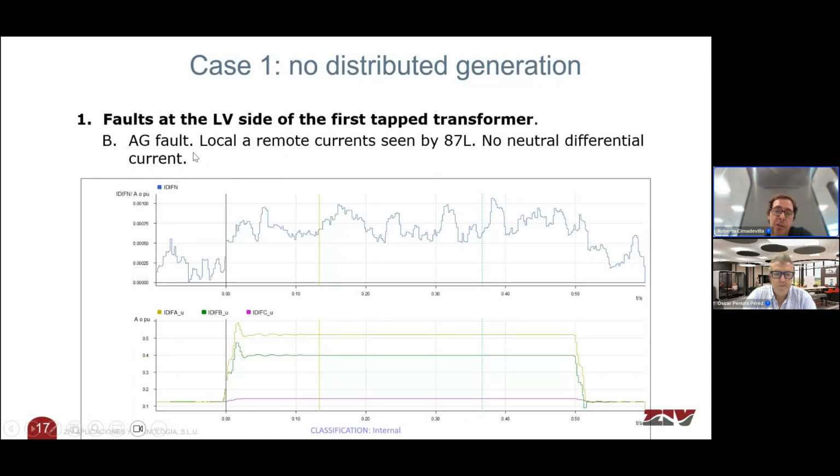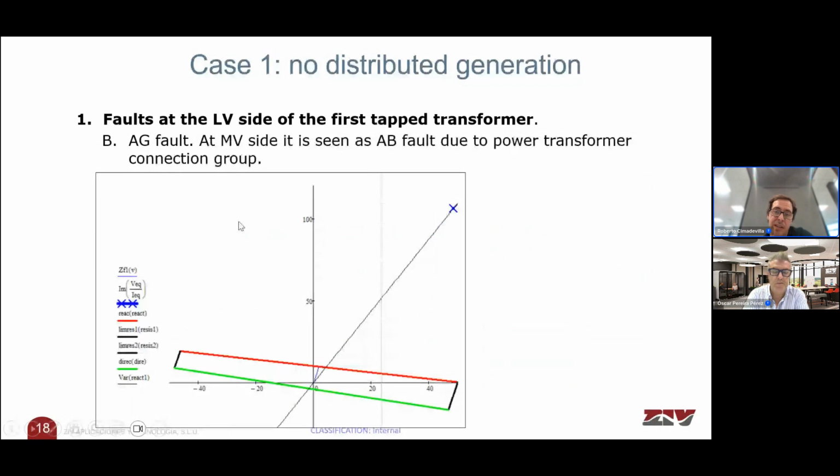For AG faults at the low voltage side, we can see these are the differential currents. The neutral differential current is almost 0, so we can see that the neutral differential unit will not operate for this fault. And for the phase differential units, we can see that the current could be above the pickup value. But if we use distance supervision, we can see that this impedance is far away from zone 2, so it will not make the differential unit operate.